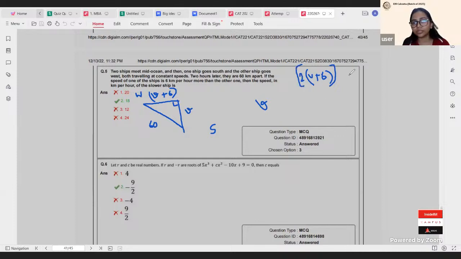Other one to be 2v. And basically, if we follow Pythagoras' theorem, then a square plus b square equals c square, where c is the hypotenuse and a and b are the other two sides. So we are going to solve for this equals to 60 square. Solving for this, we have to come up with the speed of the slower ship, which is v. That will roundabout come to be 18, which is the answer.